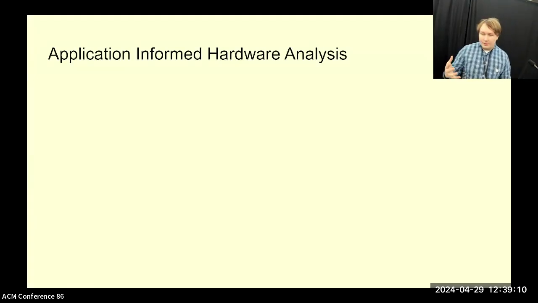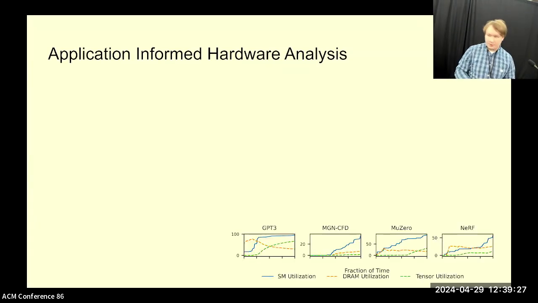So the next thing we did is we looked at the hardware perspective. We did an application-informed hardware analysis. So now we're looking at how these applications actually execute on the hardware. We're looking at performance counter data and how they look to the GPU. The first thing we did is we collected a timeline of utilization. On the bottom right-hand corner of this slide, you can see for a couple of our applications, we plot on the x-axis the fraction of runtime, and on the y-axis the utilization of different resources.